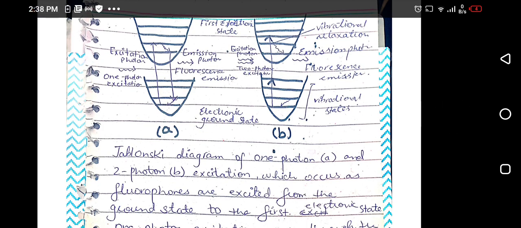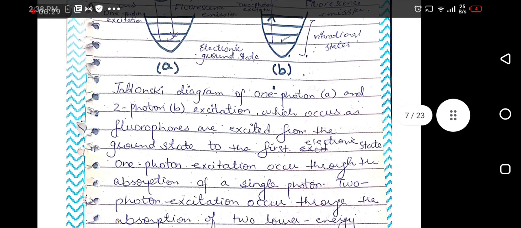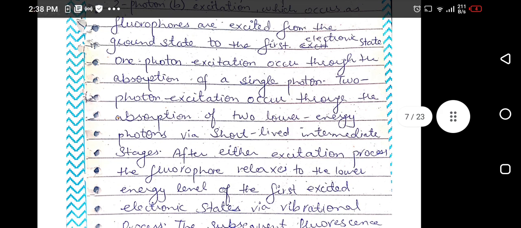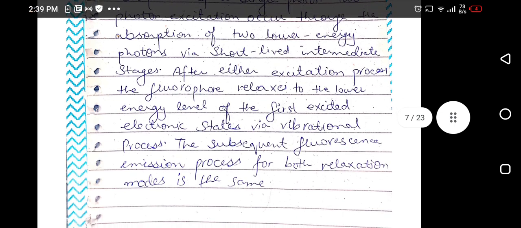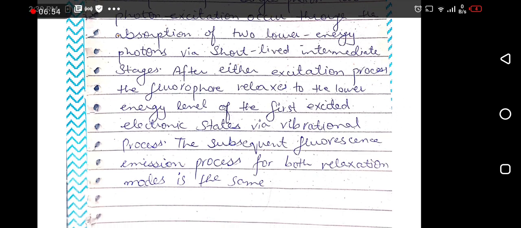This is the Jablonski diagram for 1-photon and 2-photon excitation, which occurs as fluorophores are excited from the ground state to the first electronic state. 1-photon excitation occurs through the absorption of a single photon, while 2-photon excitation occurs through the absorption of two lower energy photons via short-lived intermediate states. After either excitation process, the fluorophore relaxes to the lower energy level of the first excited electronic state via a vibrational process. The subsequent fluorescence emission process for both excitation modes is the same.